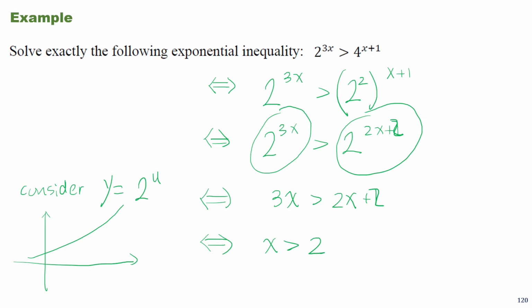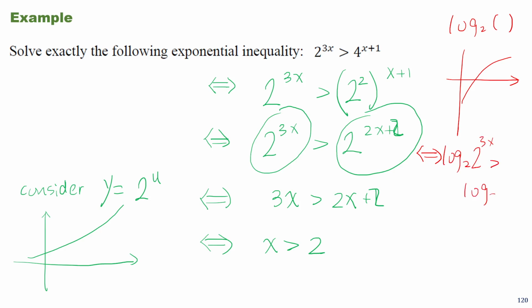And of course, you can also consider it like this. From here, you can find log base 2 of both sides, right? Log base 2 is an increasing function like this, right? So if the left side is greater than the right side, that is equivalent to log base 2 of the left side must be larger than log base 2 of the right side.